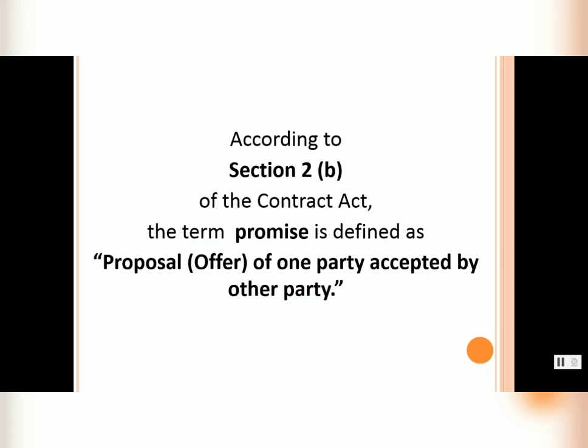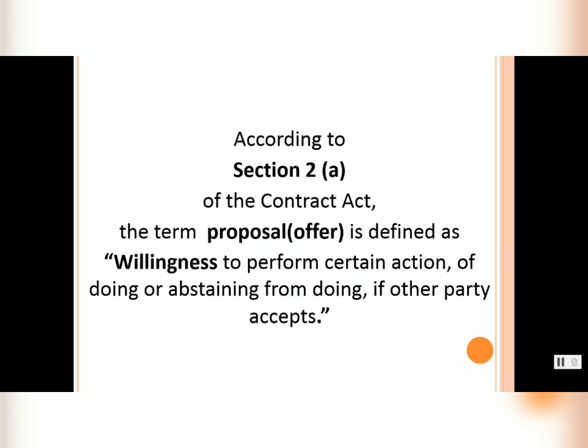Again, one new word has been used, and that is one of the most important words, that is proposal or offer, which in detail we will discuss in a later part of this chapter, but in the next slide we will discuss the definition of proposal and offer. Section 2(a) of the Contract Act says willingness to perform certain action of doing or abstaining from doing if the other party accepts is called proposal. So proposal is nothing but willingness of one party to perform certain action or even abstain from doing.